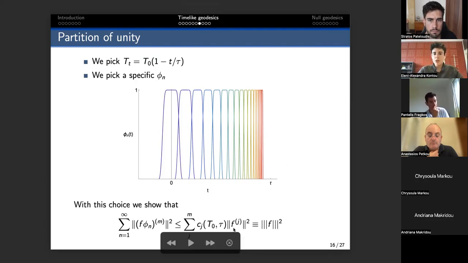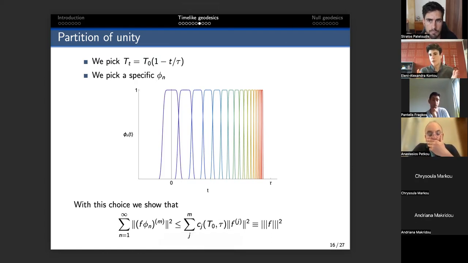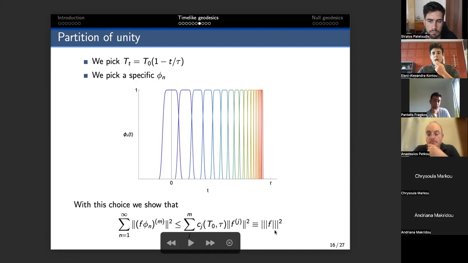And with these choices, we can actually bound this term and have it be a sum of coefficients that depend on two parameters. The one is the capital T naught. So this is the support of the function at time equals 0, the largest support that the function can have. And tau, which is the time of the singularity. And that I'm going to symbolize with the triple lines of the Sobolev norm.